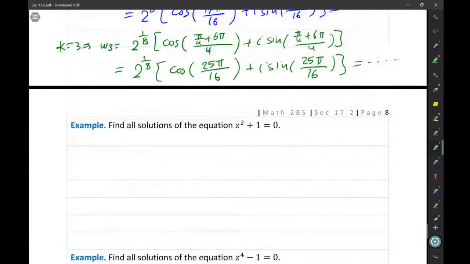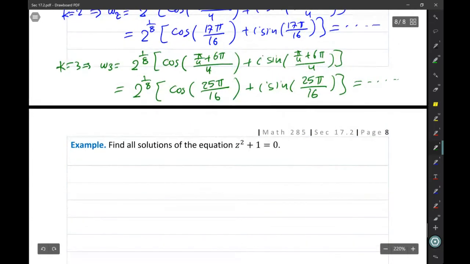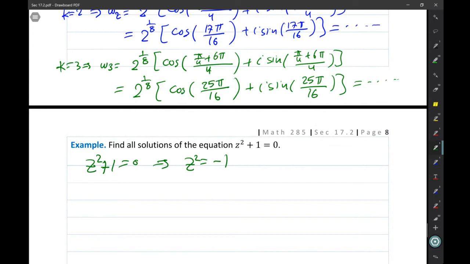Let's see the next example. Find all solutions of the equation z squared plus 1 equals 0. Here, z squared plus 1 equals 0 implies that z squared is equal to minus 1. Therefore, z should be minus 1 to the power half.